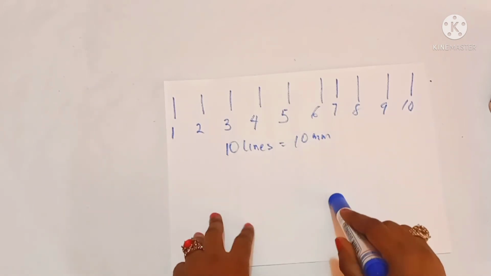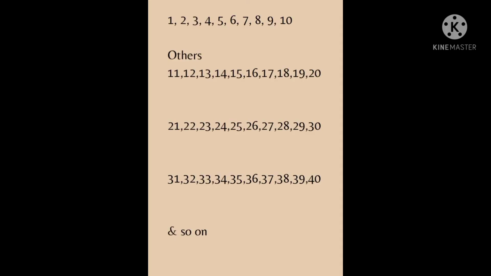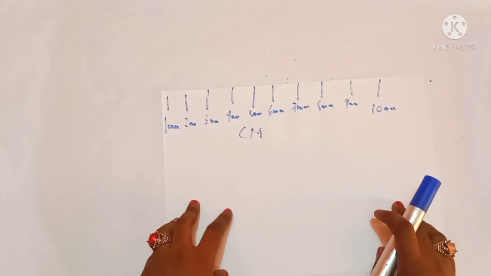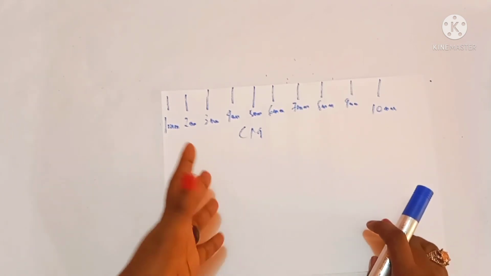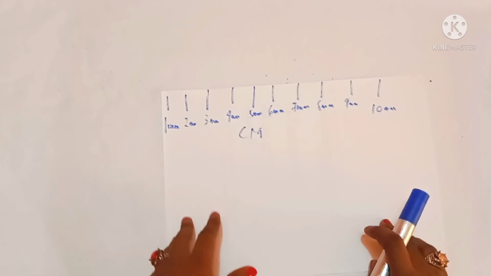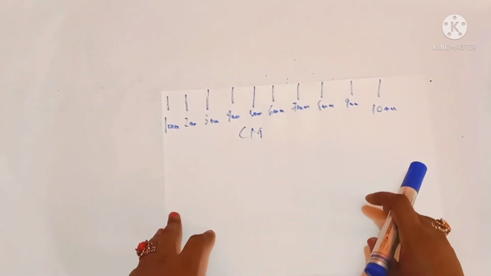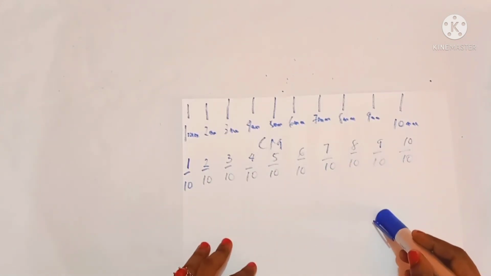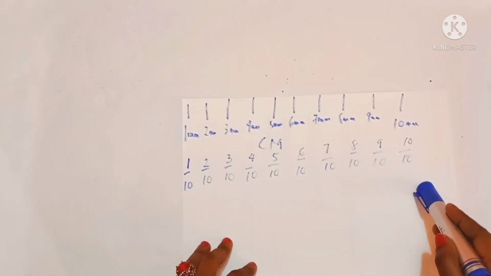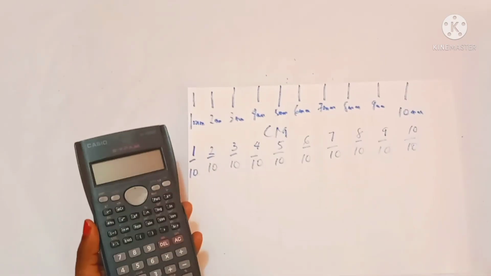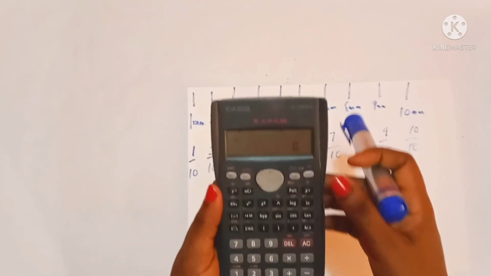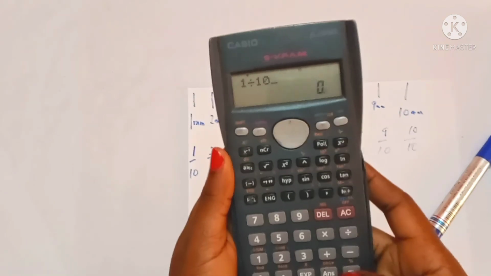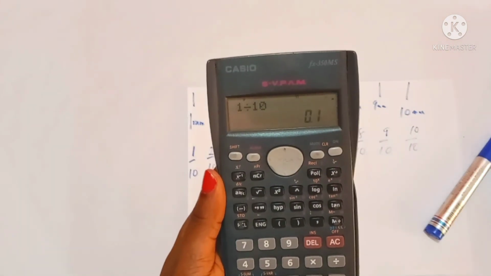So subsequent ones will give us more. So guys, these numbers here are already in millimeters, so we convert them to centimeters. In converting to centimeters from millimeters, you divide each number by 10. So this is what we have. Then using our calculator, we break all this down into decimal. So the first is 1/10. 1 divided by 10 will give us 0.1.